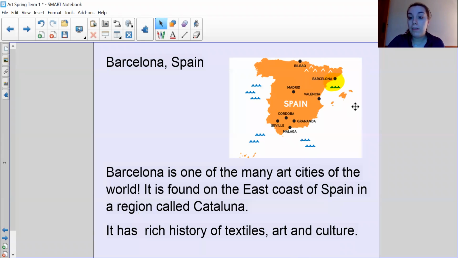So Barcelona is found in Spain. I've done a little highlight for you up there. It is one of the many art cities of the world, and it is found on the east coast of Spain in a region called Catalonia. It has a rich history of textiles, art and culture.